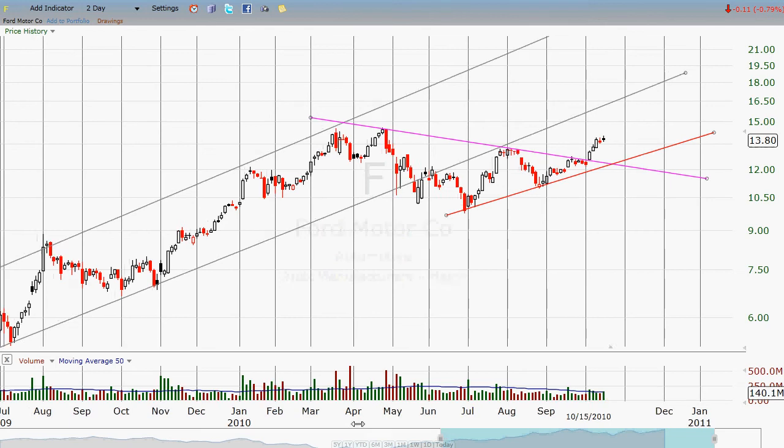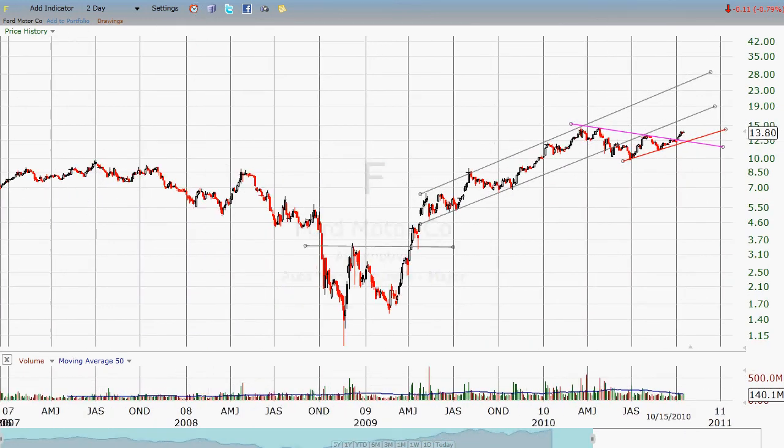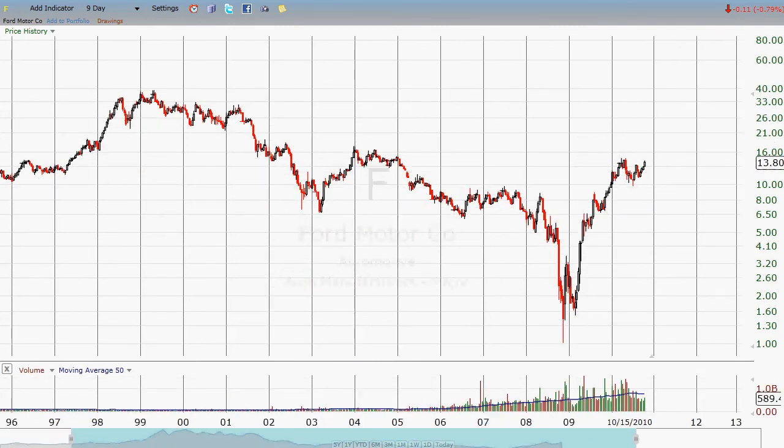Let's go back to a really, really long-term chart, and I want to show you something that is almost ridiculously amazing. We're looking at a kind of strange interval, a 9-day chart, and I want to show you something that I saw the other day that I thought was just too cool. First off, if you were in Ford and you were a chart reader, I want to show you where you could have gotten a little nervous.